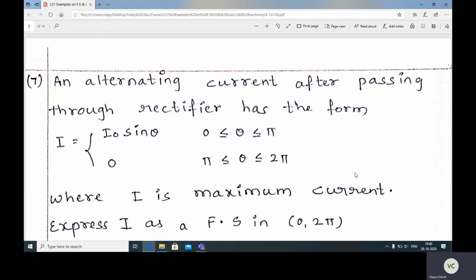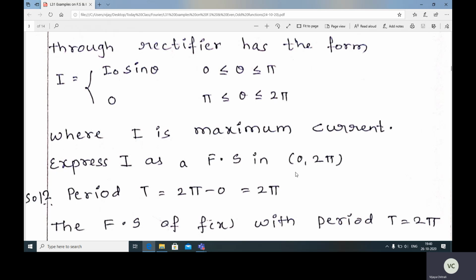So here the function is divided into two sub functions: I is equal to I naught sine theta, where theta lies between 0 to pi, and I is equal to 0, where theta lies between pi to 2 pi. And here period T, so what is the period T here? B minus a. So a is 0, b is 2 pi. B minus a means 2 pi minus 0 is 2 pi.